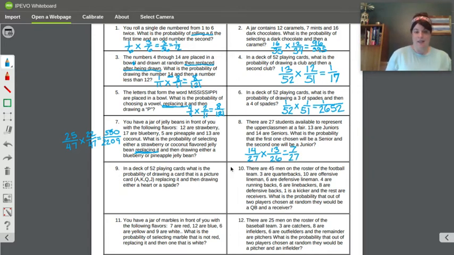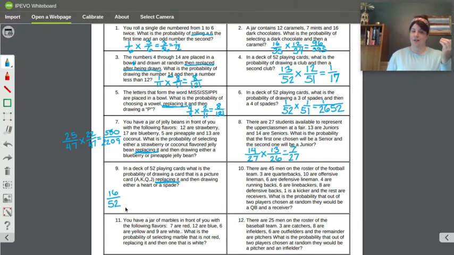Number 9, in a deck of 52 playing cards, what is the probability of drawing a card that is a picture card, replacing it, underline that, and then drawing either a heart or a spade? So how many picture cards are there in a deck of cards? Well, there's 4 suits. So there's 4 aces, 4 kings, 4 queens, and 4 jacks. So total there are 16 picture cards. So our first probability is going to be 16 out of 52.